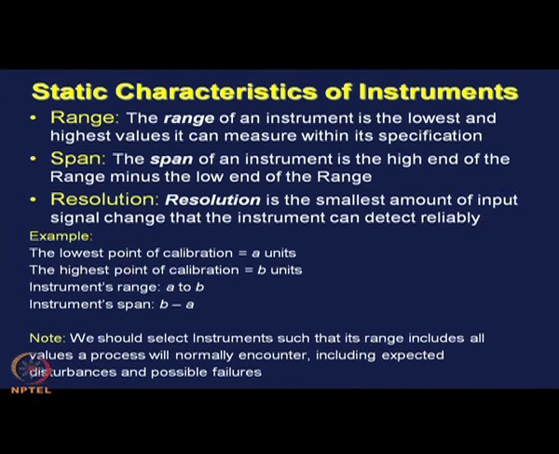Let us now define the static characteristics of instruments. Range. The range of an instrument is the lowest and highest values it can measure within its specification. Span. The span of an instrument is the high end of the range minus the low end of the range.